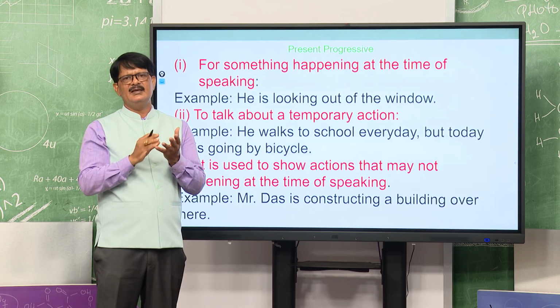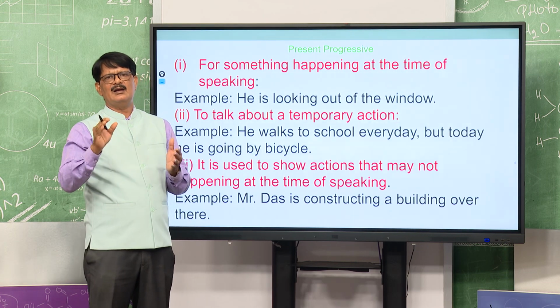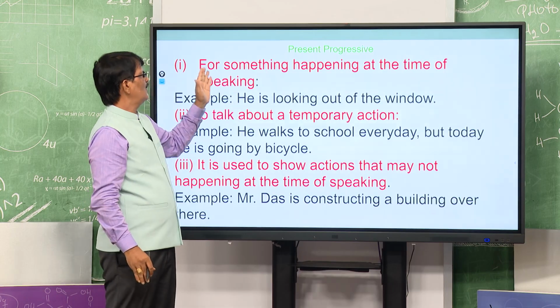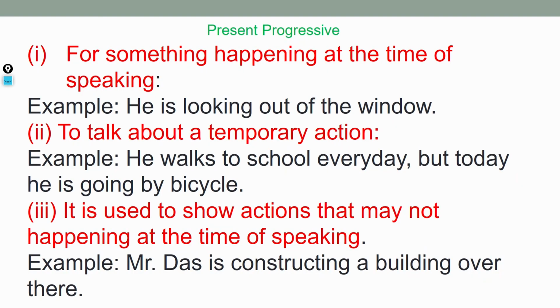Subject will be there, is, am, are, and also verb-ing. Then what is the rule of it, or where is it used? For something happening at the time of speaking. When we are speaking, at the same time it is also going on. He is looking out of the window, that is at the time of speaking, and we are watching this also. To talk about the temporary action.